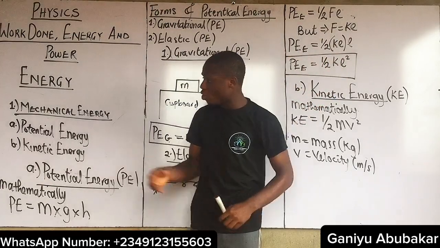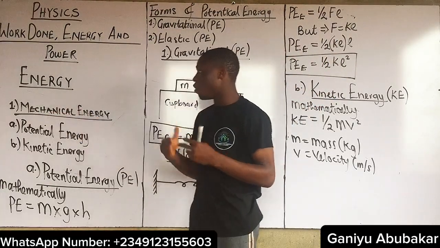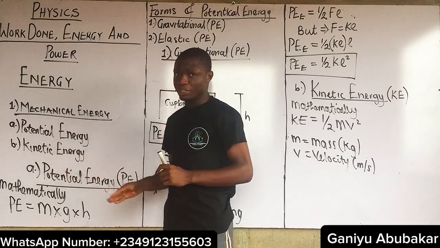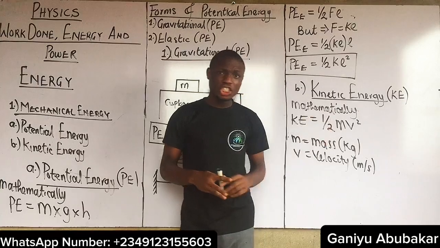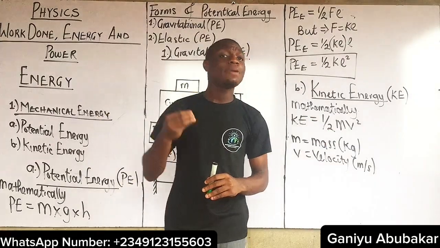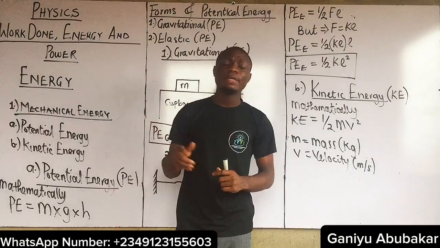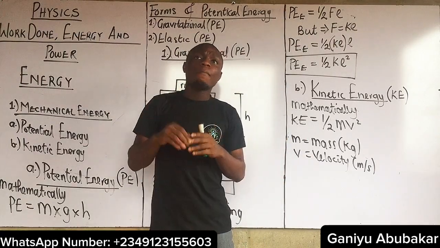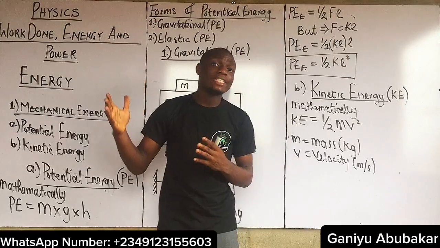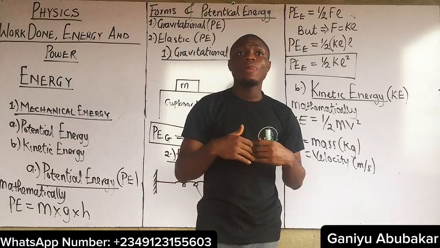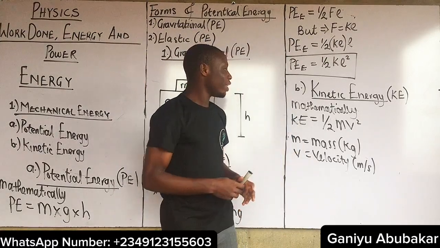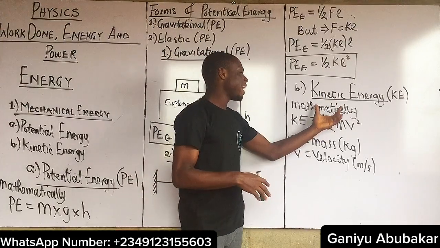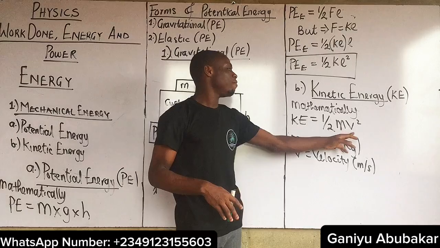So let's discuss the second concept behind the types of mechanical energy, called the kinetic energy. By definition, kinetic energy is simply the energy possessed by a body by virtue of its motion, right? It can also be defined as the energy possessed by a body in motion. So that's the concept behind kinetic energy. Mathematically, kinetic energy is equal to half mv squared.